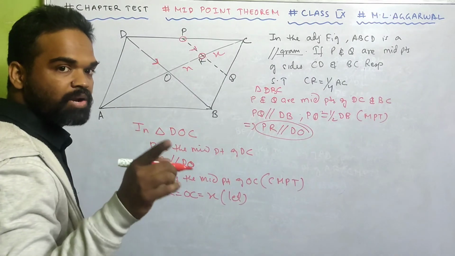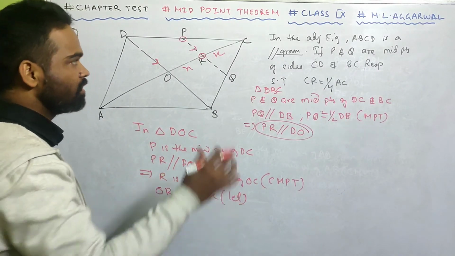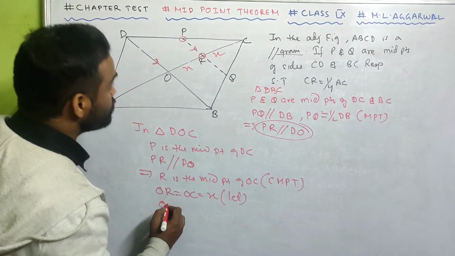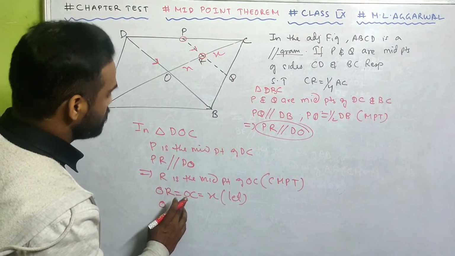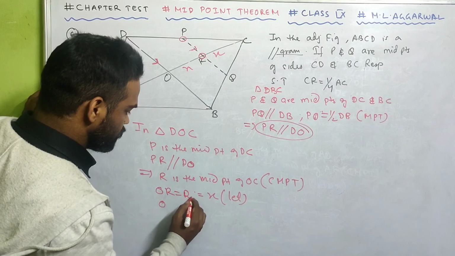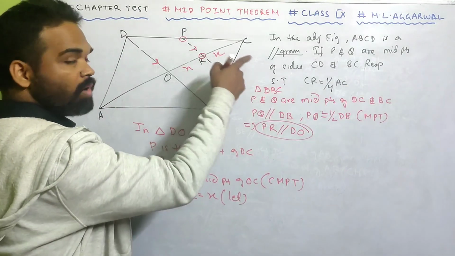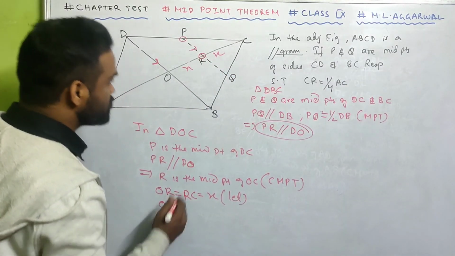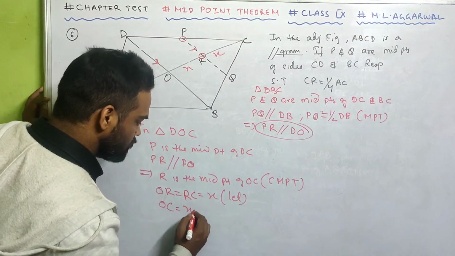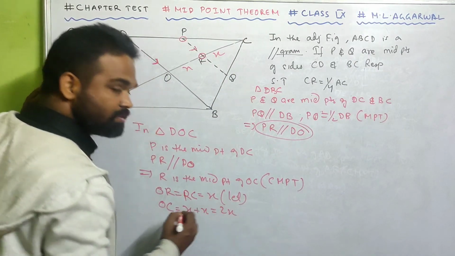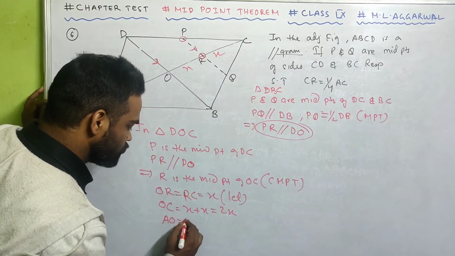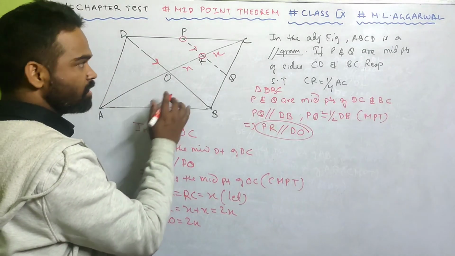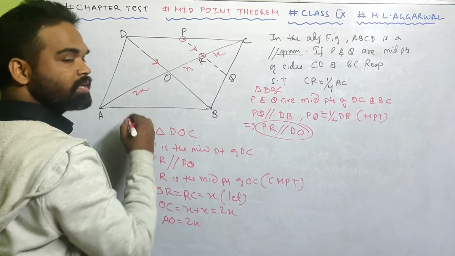Now in a parallelogram, the diagonals bisect each other. So OR is equal to RC. OR equals RC. Now what is OC? OC will be x plus x, that is 2x. AO will also be 2x because the diagonals bisect each other. So if this is 2x, this is 2x.